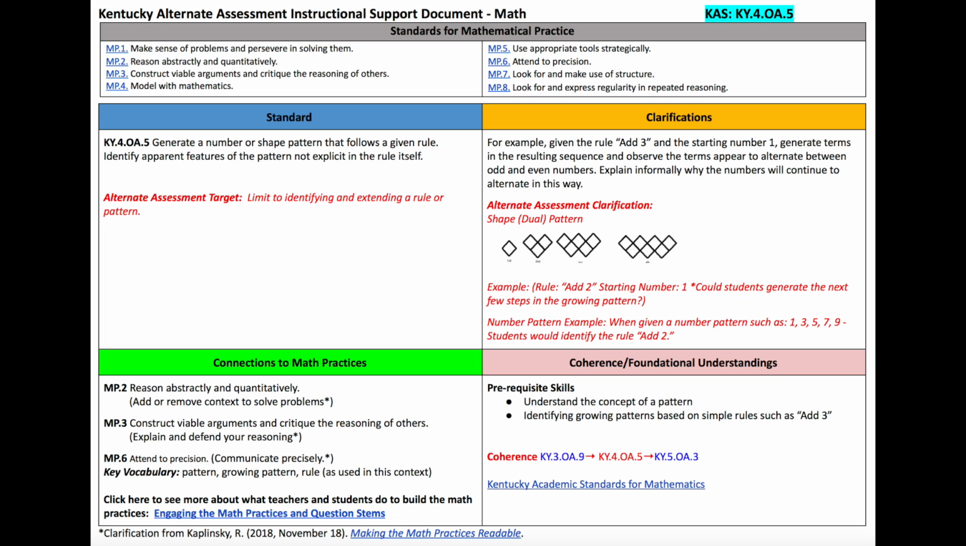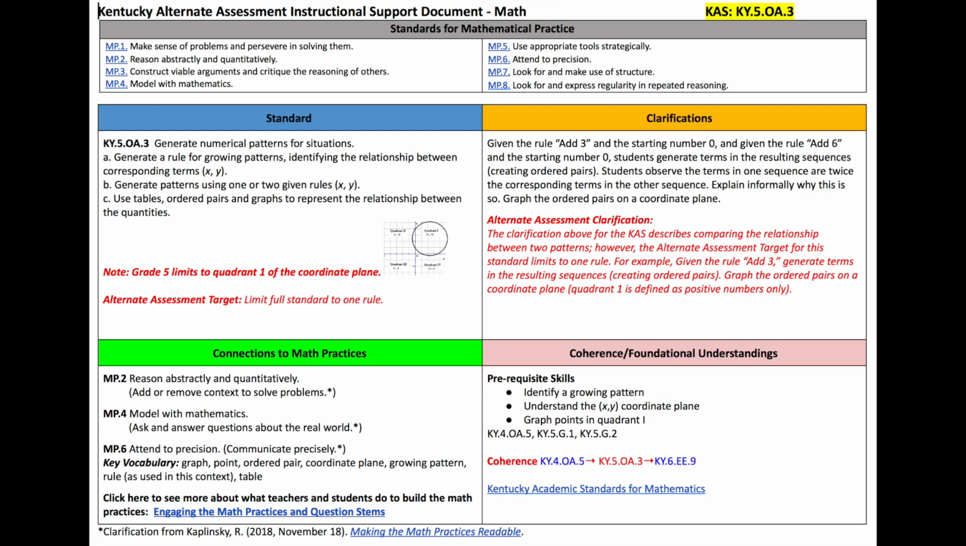Okay, so we're just extending it. They're giving it to you, you're just extending it. So let's go back and look at the next one. It's a 5th grade one.